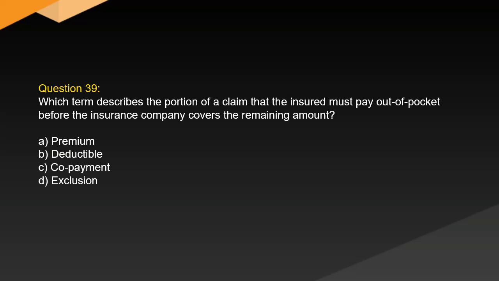Question 39. Which term describes the portion of a claim that the insured must pay out of pocket before the insurance company covers the remaining amount? A. Premium. B. Deductible. C. Copayment. D. Exclusion.